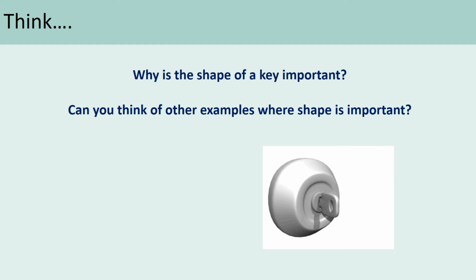Okay, so why is the shape of a key important? Because it has a specific shape that will only fit specific locks. And that's a really important idea when we look at enzymes, because enzymes have a specific shape and they act like the lock. And then we have things called substrates, which fit in with those enzymes. And they're like the key. And it's very important that we keep using that term specific. They have a specific shape.